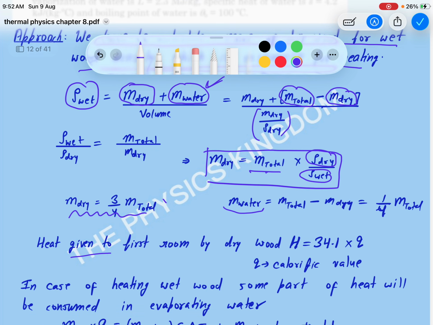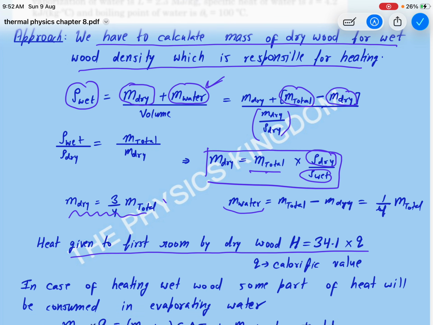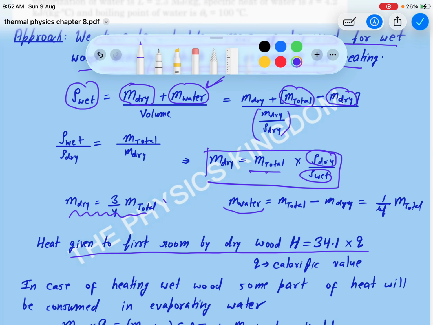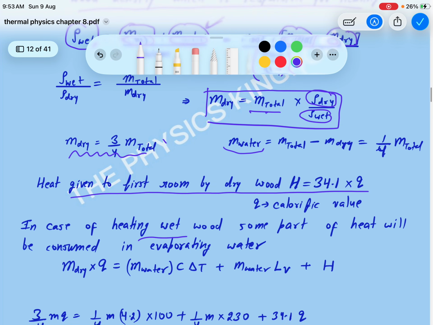Heat given to the first room by dry wood, that is there. Okay, so as I said, in the next case, how much heat do we need to supply? Not only to give the required heat, what heat was required by the room, not only that, but to change water into gases and to raise its temperature to 100 degrees Celsius.